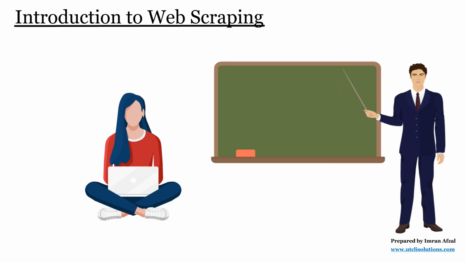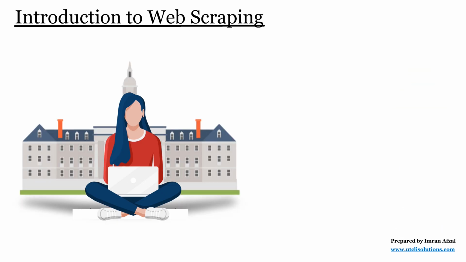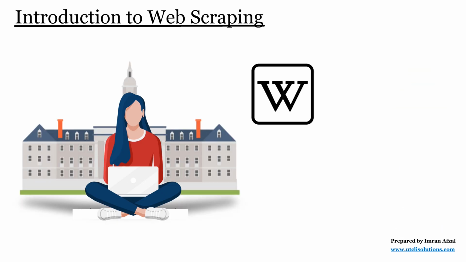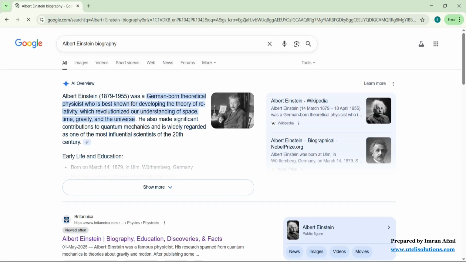Now, your teacher has asked you to gather detailed information about Albert Einstein, such as his early life, the schools he attended, the theories he discovered, the awards he received, and the places he worked. To collect this data, you naturally go to websites like Wikipedia, History.com, or other famous educational websites. You open the browser, type Albert Einstein biography, click on the top links, and begin reading.